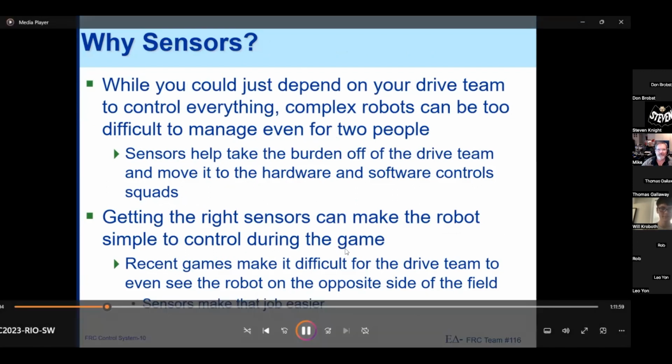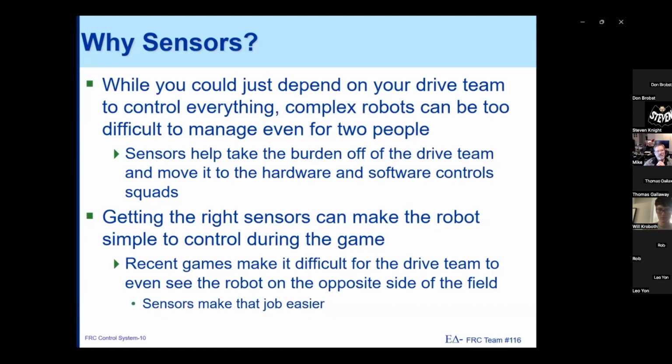Off of the drive team. Given some of the games that we play, that can lead to some fairly complex robots, which can be almost too difficult to manage even for the two-person drive team. So sensors help kind of loosen that burden off of the drive team and make the robot do things automatically, like targeting or turning around or something along those lines.